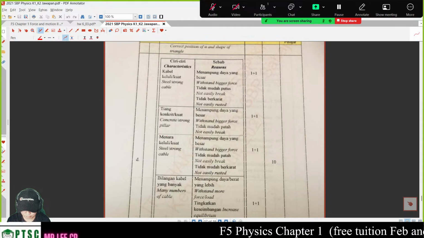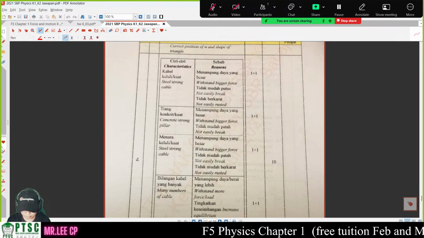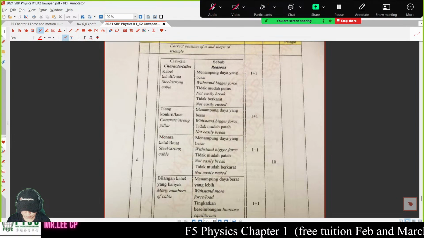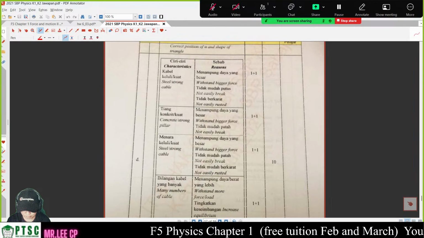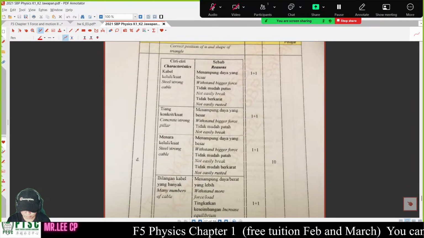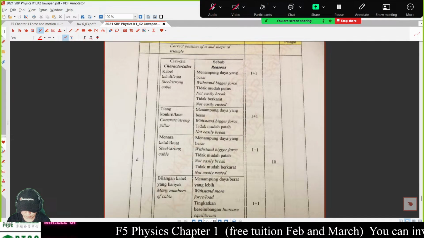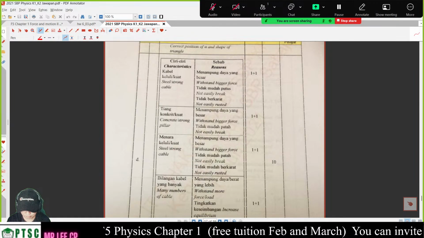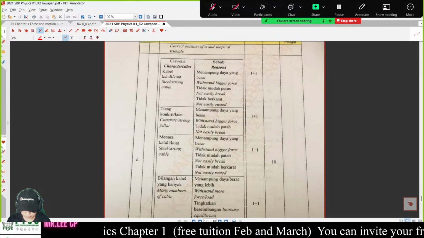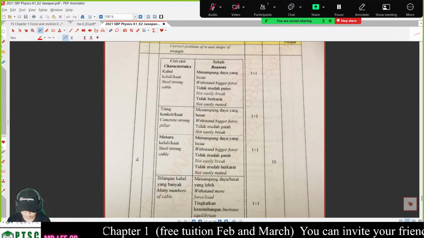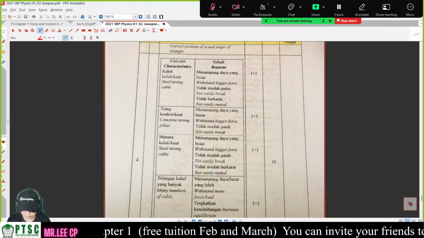Oh, this one is BM. Menara is tower. Tower should be strong tower lah. They wrote it wrongly. Menara keluli. Menara kuat. Menara is tower ba. Tower. So they said cable. Right. Should be strong tower. Okay. Withstand more force.